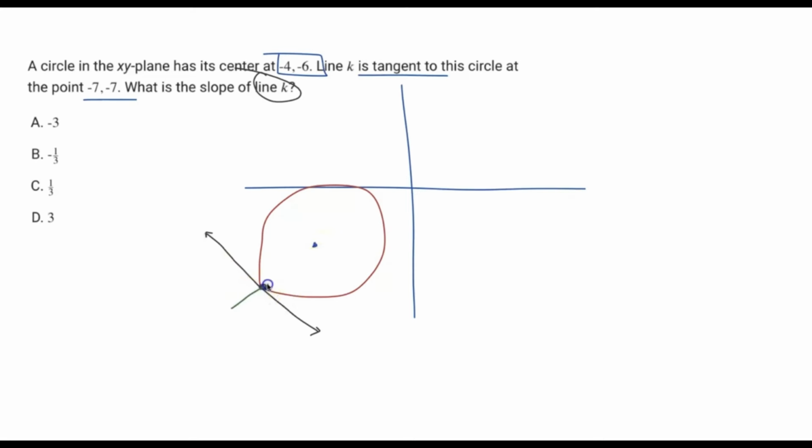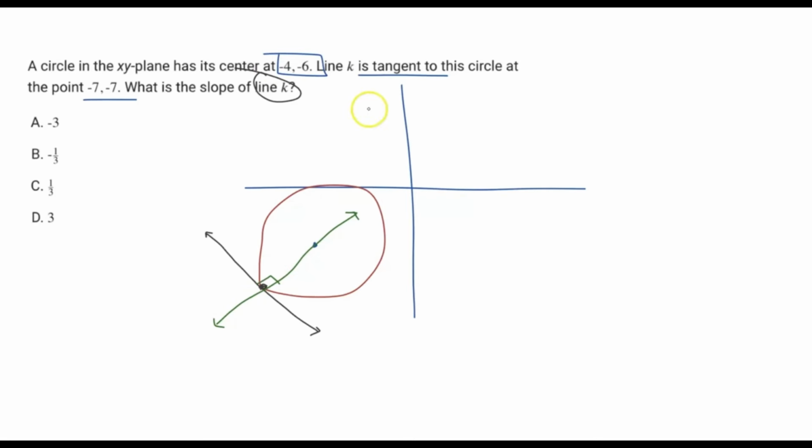So if we draw another line through the green line, that's a bad diagram. So we draw it through like this. Just pretend that's a straight line. You can see that the green line is going to make a perpendicular angle with line K. And so those are perpendicular lines. And perpendicular lines have opposite reciprocal slopes.